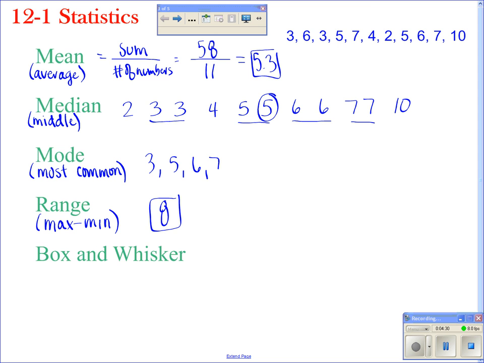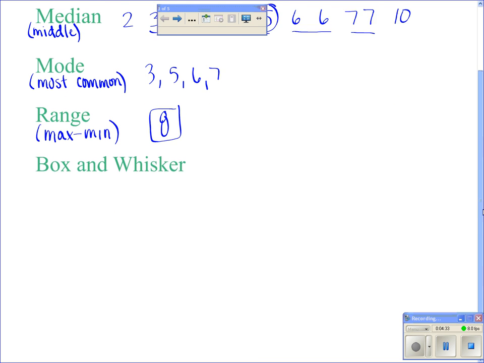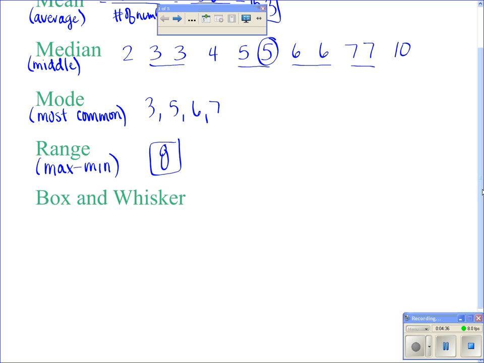Another review, box and whisker plot. I'll review how to make these. Does anyone know what information we're using when we're making a box and whisker? What values are we utilizing? We're using the median, and we're using a couple more things. So we're going to need the median first. Then we're going to need what's called the 2 quartiles, quartile 1 and quartile 3. And then we're also going to need the max and the min. Those are the two whiskers right here. So I'll show you what I mean by that.